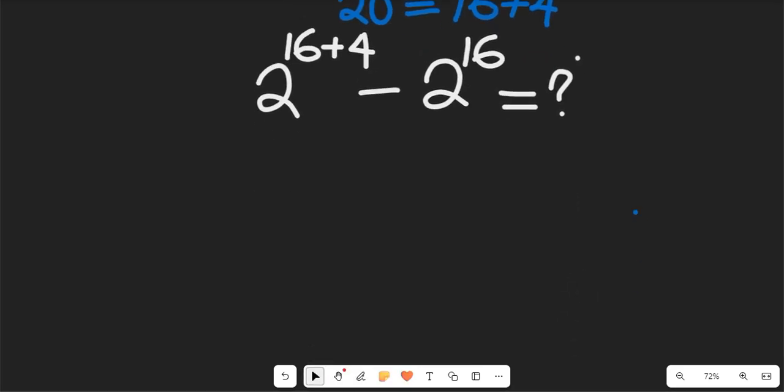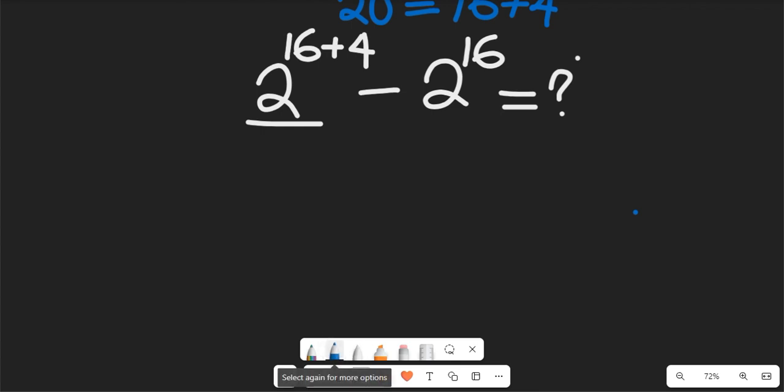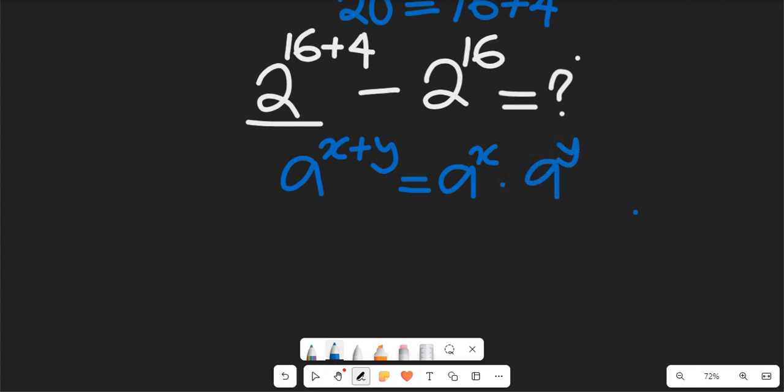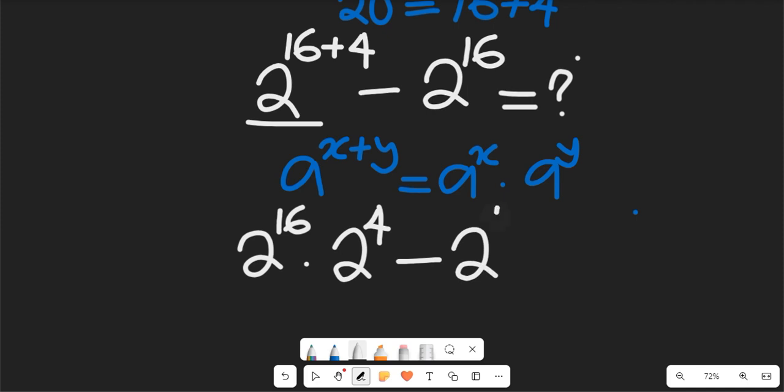The law of indices permits me to isolate this, right? Remember the law of multiplication of indices: if I have a to the power of x plus y, this can be equal to a to the power of x multiplied by a to the power of y, right? Then if I do that, I'll have 2 to the power of 16 multiplying 2 to the power of 4, and this will be minus 2 to the power of 16, and this will be equal to what?